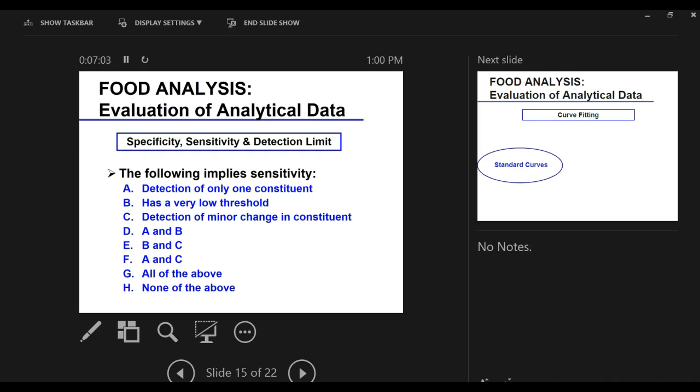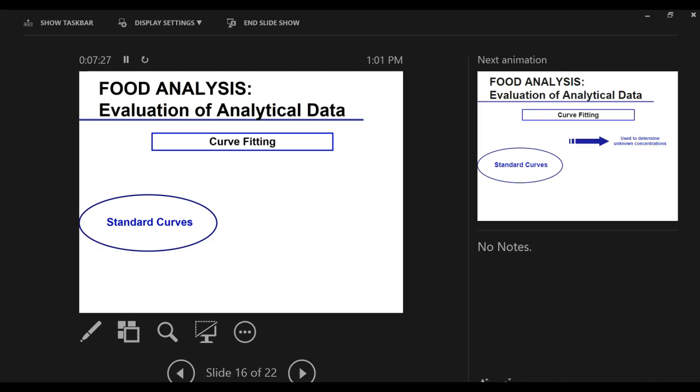Yes, C. So detecting a minor change in constituent, or the smallest change or the smallest difference between samples. A low threshold means low detection limit. Detection of only one constituent is specificity. Okay.